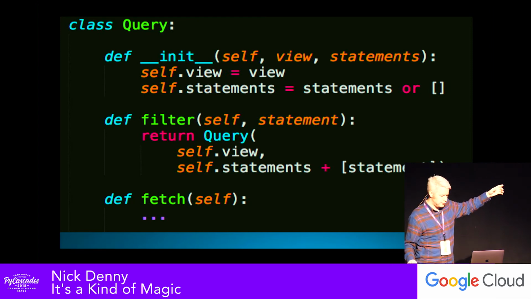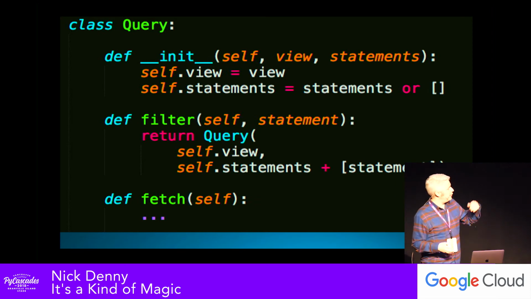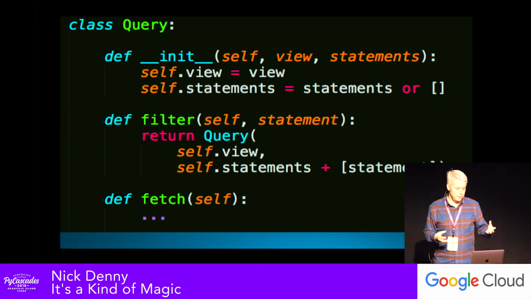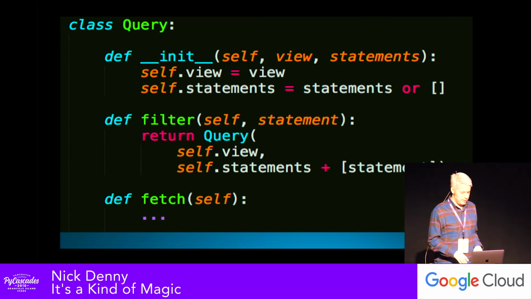Basically, we have some statements, and we have a filter function which returns a new query. So queries themselves are immutable. That was just a design choice. That's what a lot of the ORMs do, so I'm following that pattern. And we've got a fetch function, which I'll cover in a minute.